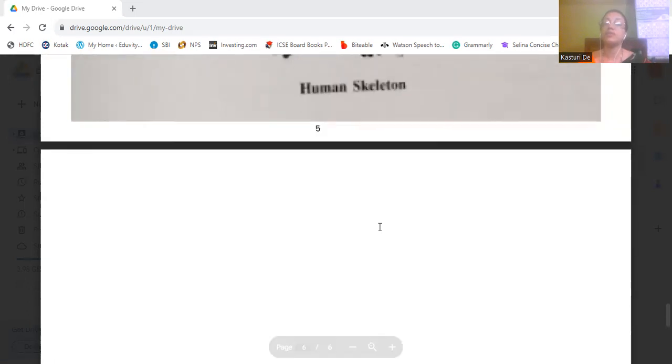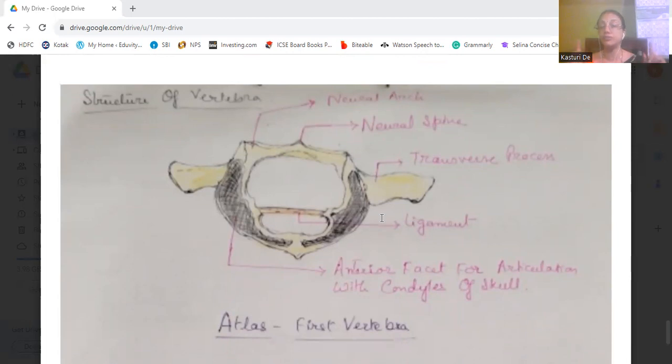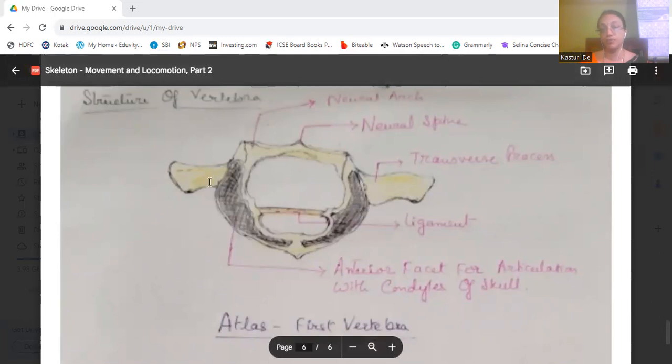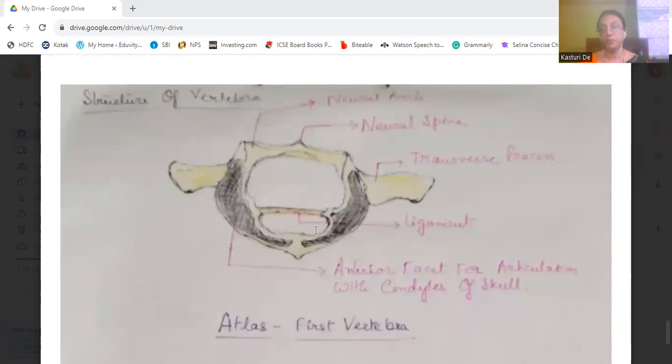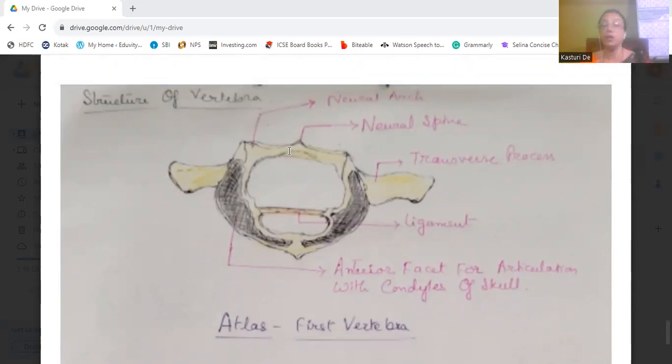Okay. So this is our human skeleton. Now we come to the vertebral bones. First, we have the first vertebra, known as the atlas. So this is the structure of the atlas. We have two wing-shaped structures from the vertebra, known as transverse processes. And the main body has the neural arch, the neural spine, and here is the ligament.